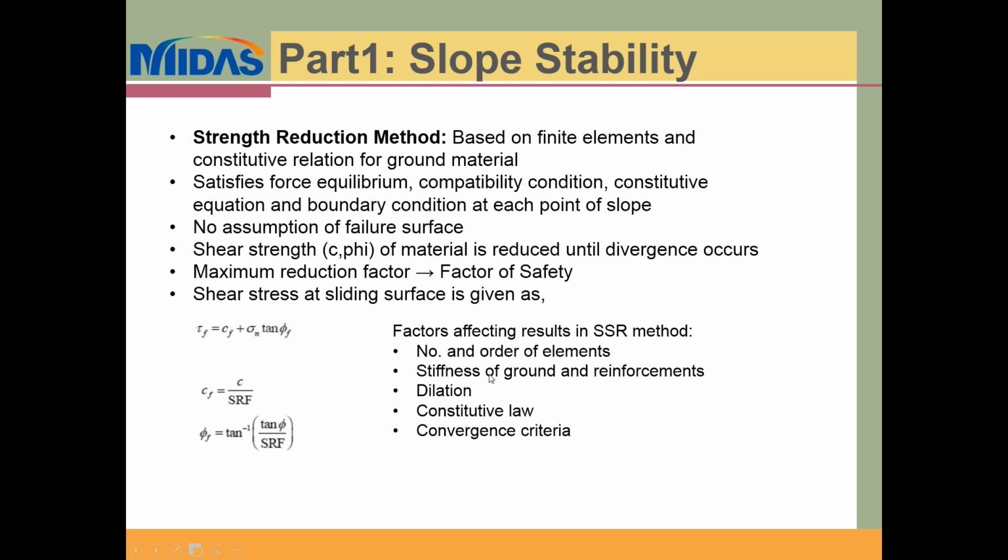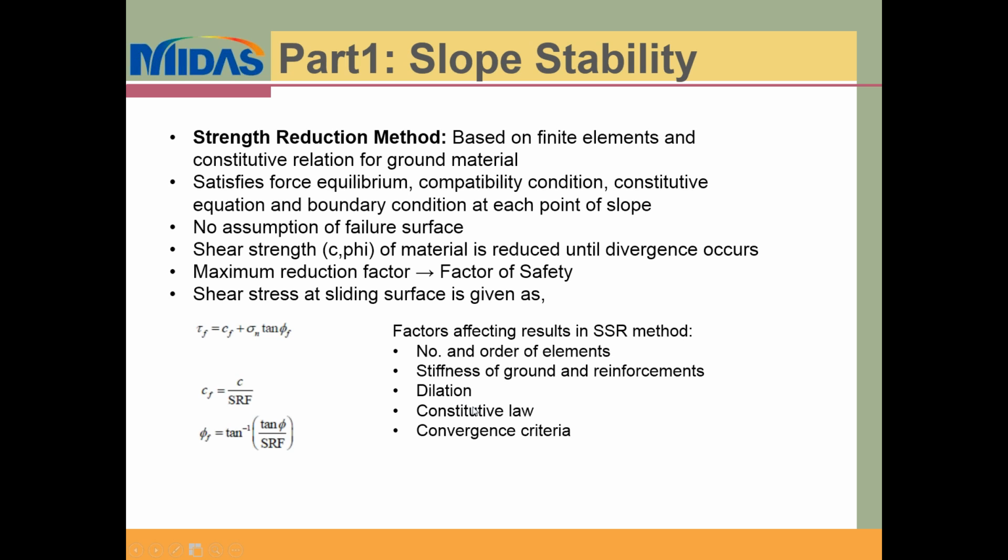Then the stiffness, or the elastic modulus, for the ground and the reinforcements. Depending upon how stiff the ground is and the relative ratio between the ground and the reinforcement, the deformations in the ground will vary. Then the third one is dilation. If you keep a dilation value of 0, then you are making the deformations in the ground very restrictive. But if you keep a dilation higher than 0, and it can't be more than the friction angle, then you will experience a higher magnitude of deformations. So you will have to check for this parameter as well.